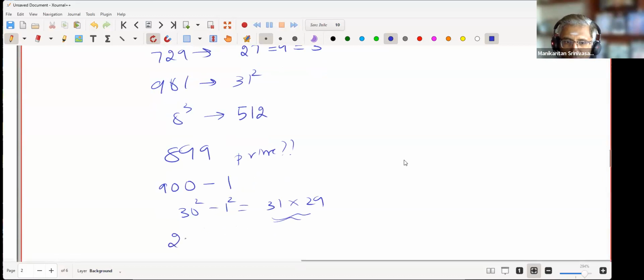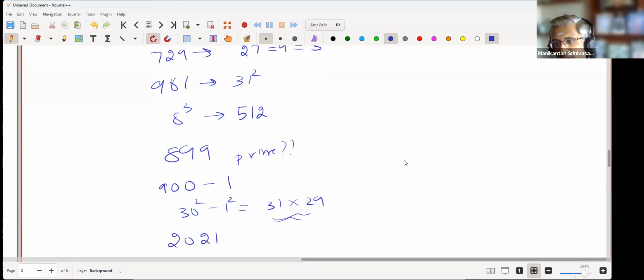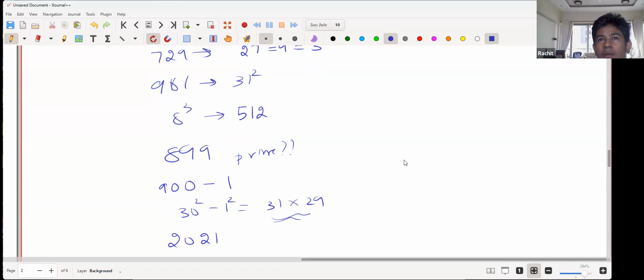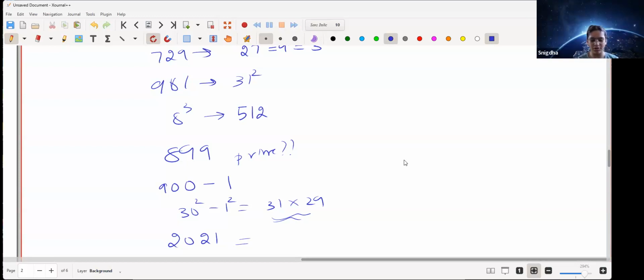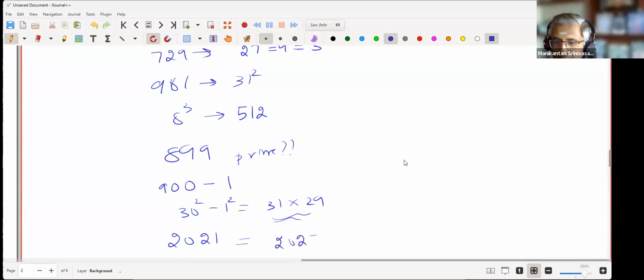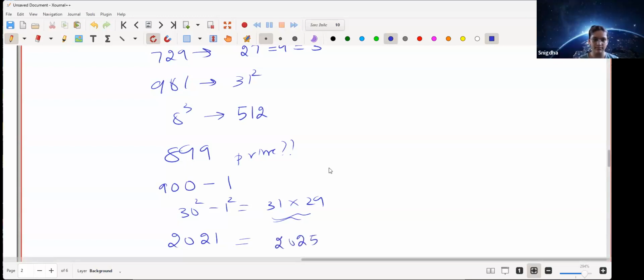So can you answer if 2021 is prime, Rachit? 2021. What's the nearest square? You tell me. Gyan, what is the nearest square after 2021? Yeah, Snigdha, go ahead. I think it's 2025. And 2025 is what number square, Snigdha? 45 square. 45 square, yes.